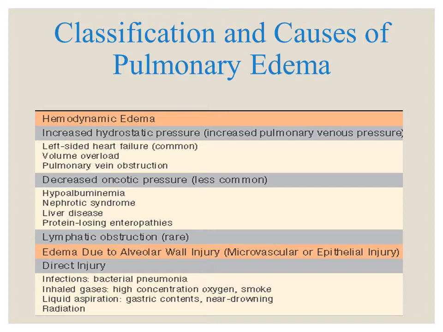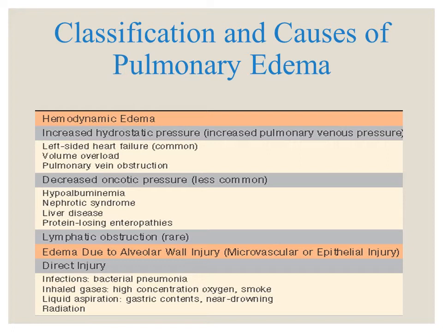So the causes of increased hydrostatic pressure are left-sided heart failure, volume overload and pulmonary vein obstruction, and the causes of decreased oncotic pressure are the causes that lead to reduced serum concentration of plasma proteins. So these are hypoalbuminemia, nephrotic syndrome, liver disease and protein-losing enteropathies, and lymphatic obstruction. So whenever the capacity of lymphatics to drain this excessive interstitial fluid is reached, there is accumulation of fluid, and this fluid ultimately leaks into the intracellular spaces, leading to pulmonary edema.